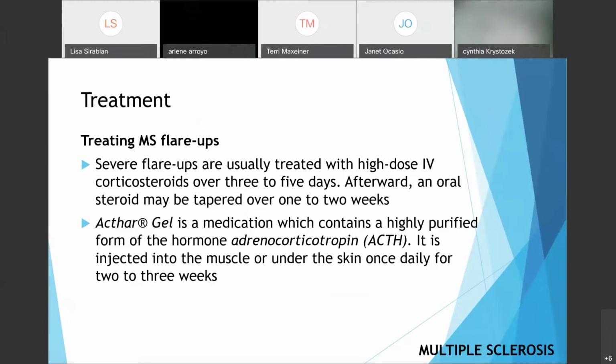So steroids is usually, there's also this other medication that's on the market, which is a highly purified form of ACTH. And this is an injectable, so it has to be injected into the muscle or the skin daily for 2 to 3 weeks, if that is the route we're going to go.